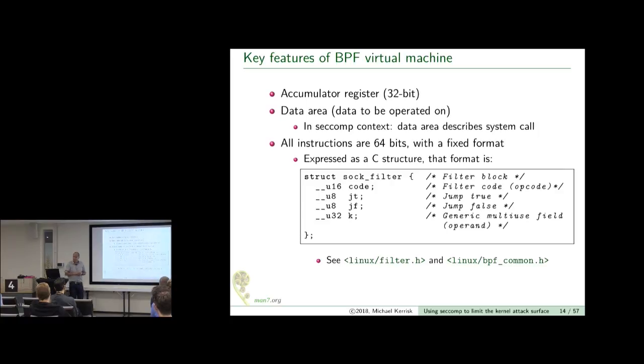There's instructions for this virtual machine. They're all, as I mentioned, 64 bits long. There's a fixed format expressed in C. And this is a definition out of the header files. The instructions all look like this. And you can see here the structure that's used to express this is called sock filter. This tells us about the networking origins of BPF, socket filter. There's a 16-bit opcode. Down at the end there's a 32-bit operand. And then there's two offsets that are used in jump instructions. You can have a jump true on a conditional and a jump false on a conditional, and you can have an offset of up to 255 bytes when you do these jumps.